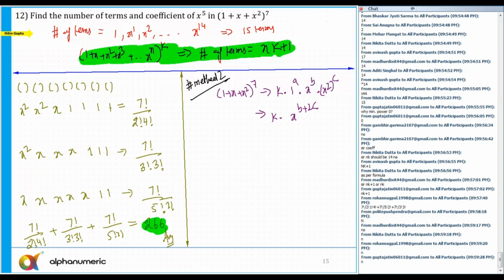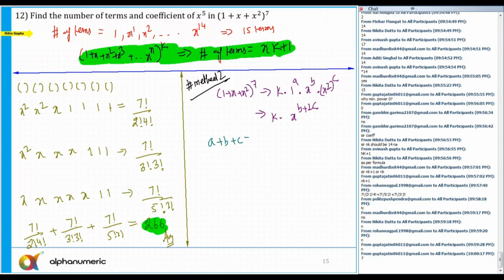And we know that a + b + c, the sum of all the powers, must be equal to 7. And the value of b + 2c is equal to 5, because the question is talking about the coefficient of x^5. So b + 2c is equal to 5. Solve these two equations and tell me what are the possible values of a, b, and c.